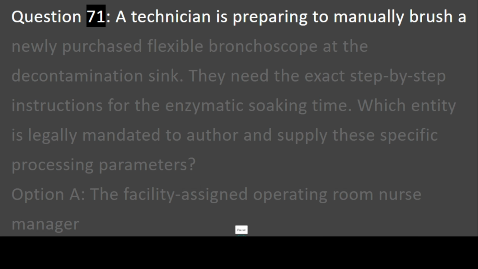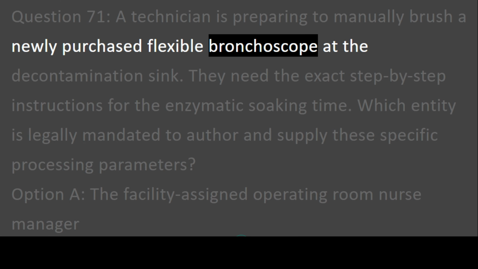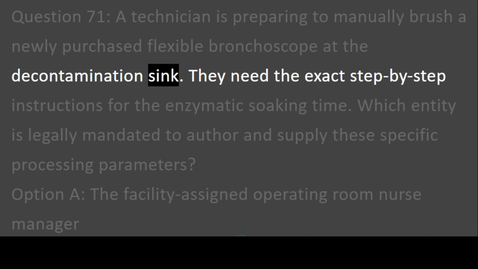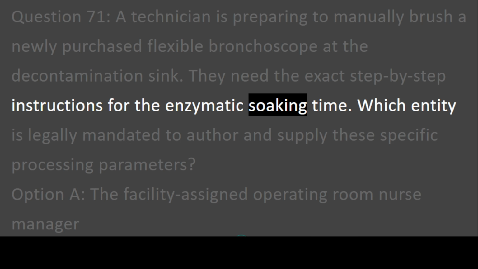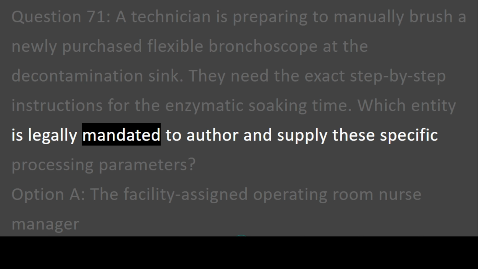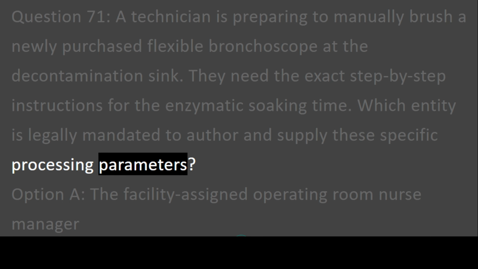Question 71. A technician is preparing to manually brush a newly purchased flexible bronchoscope at the decontamination sink. They need the exact step-by-step instructions for the enzymatic soaking time. Which entity is legally mandated to author and supply these specific processing parameters?